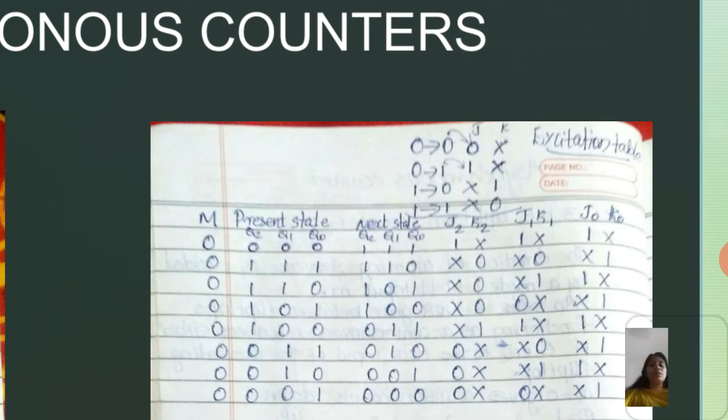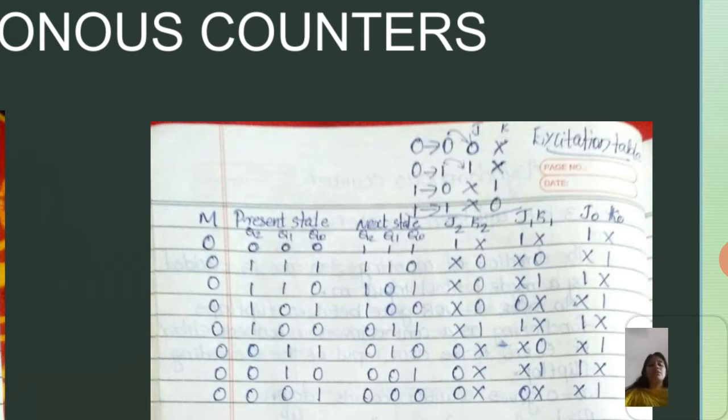If you are in the present state of 0 and moving to 1 as the next state, then the J value will be 1 and the K value will be don't care at that time. Likewise, we are filling this. We are not studying the detailed version of this excitation table, only the excitation table itself. You have to understand the table, and based on that you have to do the next state table, which comes in the next step of the counter design.